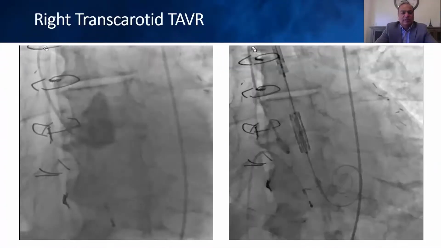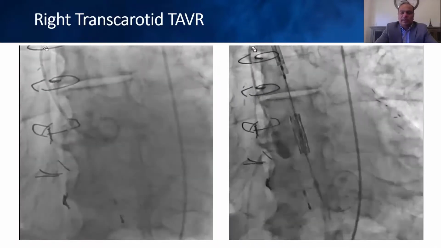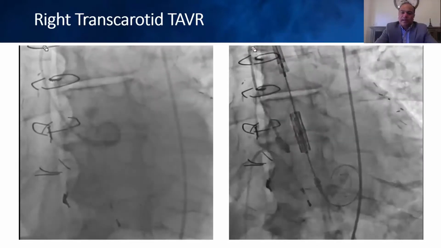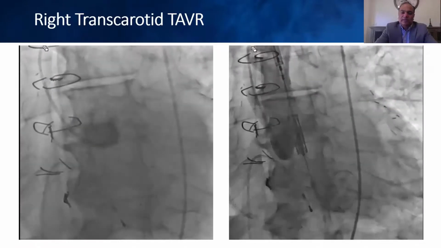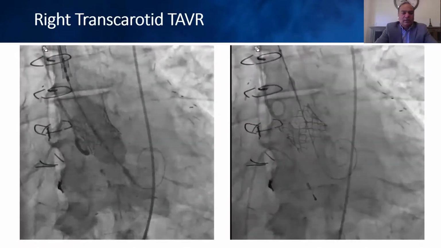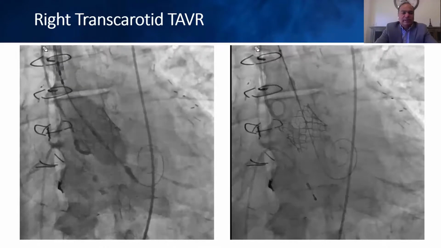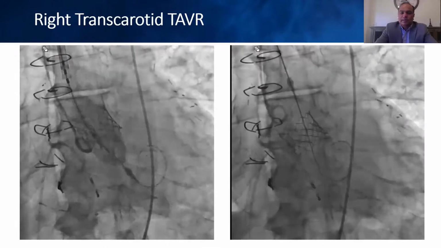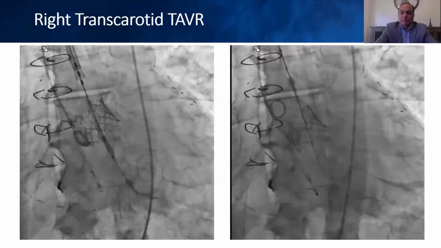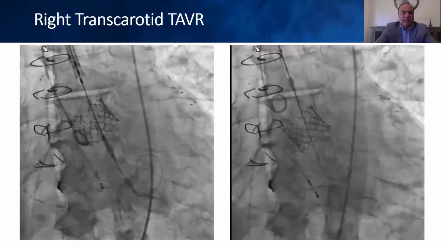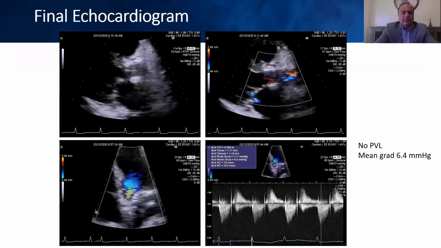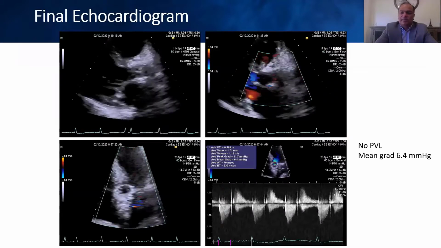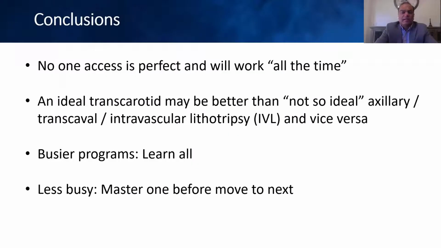So the patient underwent general anesthesia, right transcarotid access, really straightforward valve deployment. The valve does come a little canted sometimes when you're coming from the carotid, but slow inflation will give you a chance to optimally position the valve. Deployment, final angiogram, good high placement, and the patient was discharged without any issues in the next 1 or 2 days. This is the final angiogram, excellent result, no PVL, mean gradient 6.4.